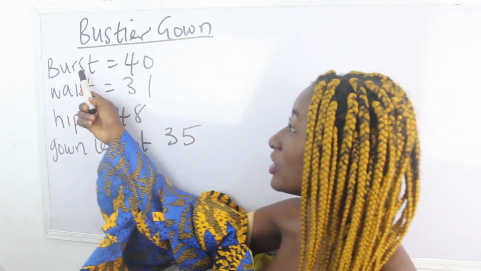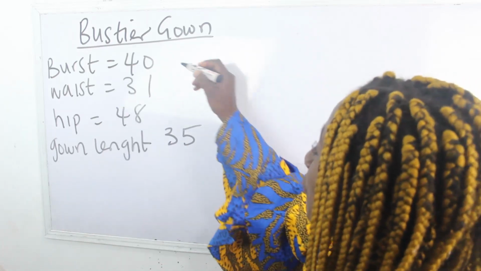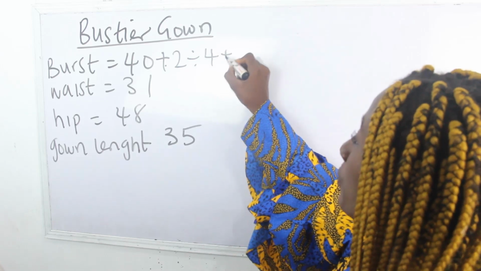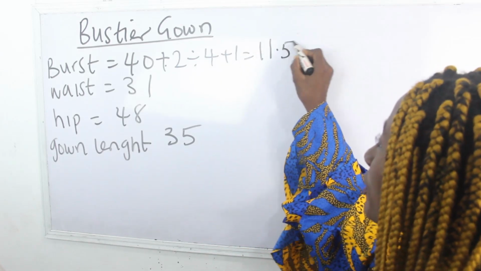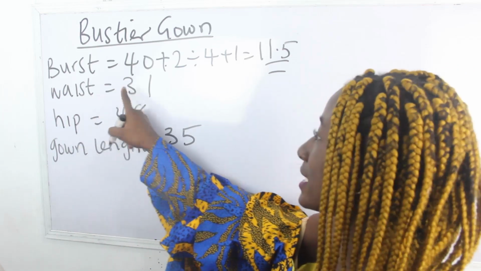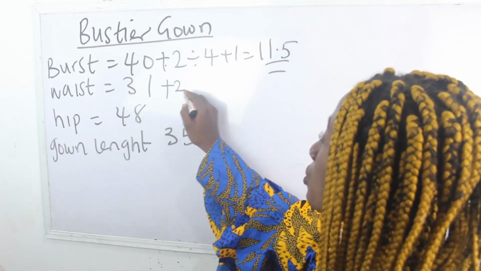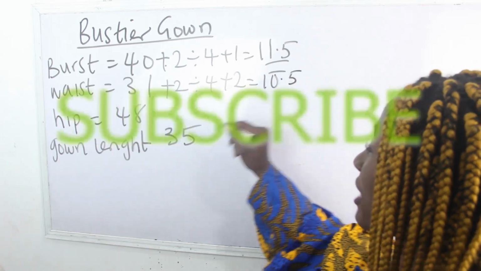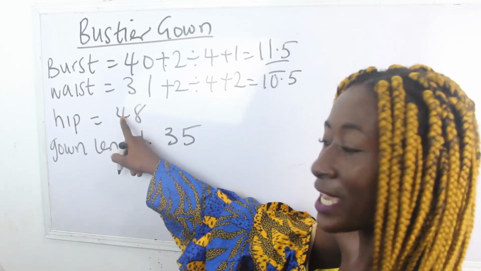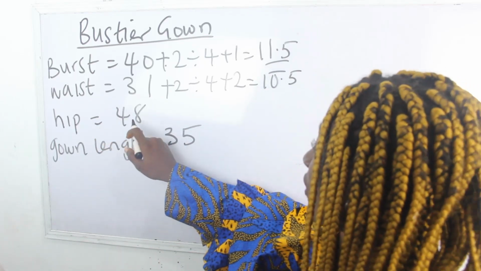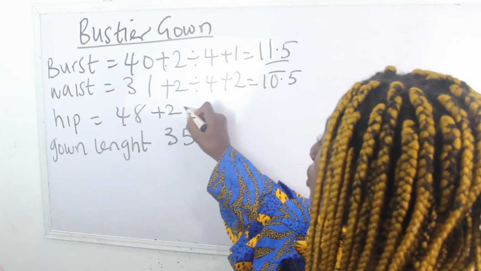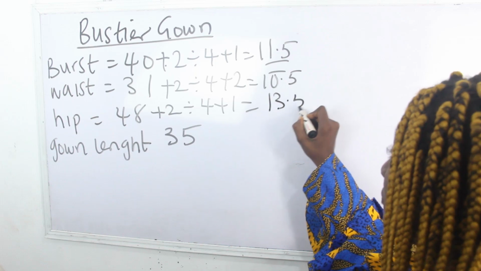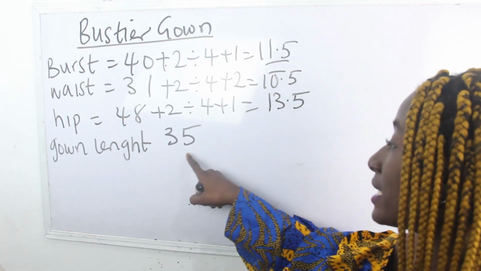So our bust measurement is 40. We have 40 plus 2 divided by 4 plus 1. We have 11.5. Our waist is 31. 31 plus 2 divided by 4 plus 2. We have 10.5. Our hip is 48. 48 plus 2 divided by 4 plus 1. We have 13.5. Our gown length is 35.